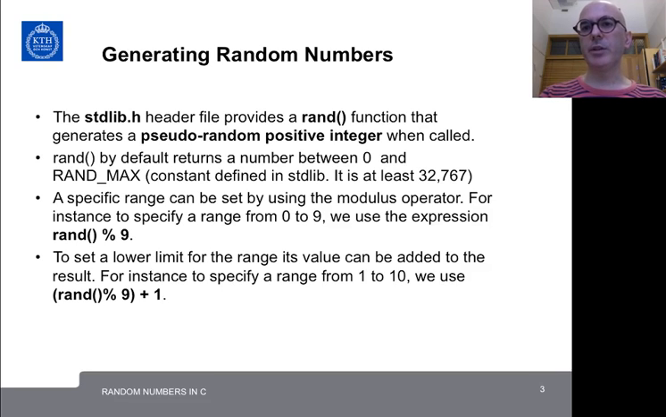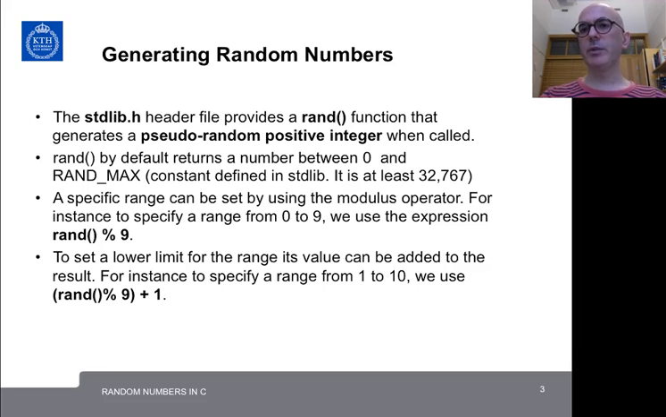The stdlib.h header file provides a rand function that generates a pseudo-random positive integer when called. The rand function by default returns a number between 0 and RAND_MAX, that is a constant defined in stdlib. RAND_MAX is guaranteed to be at least 32,767. Pretty much all the rand implementations I saw use 32,767 as RAND_MAX.